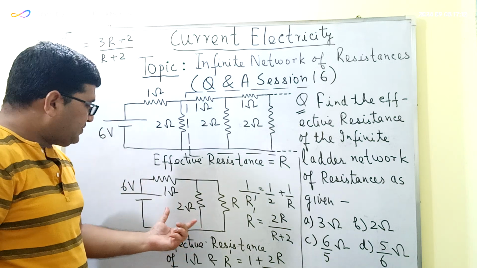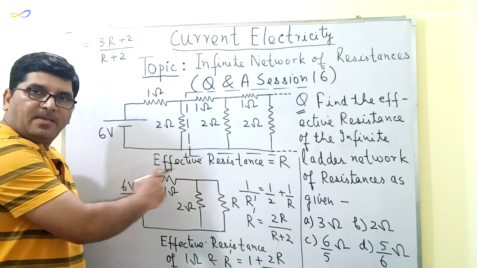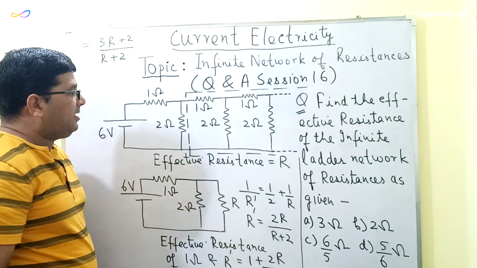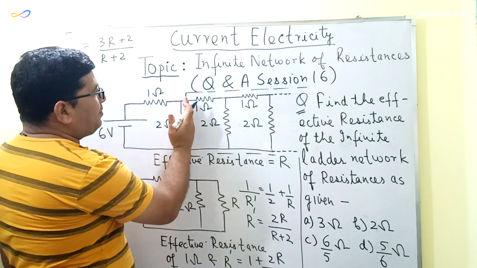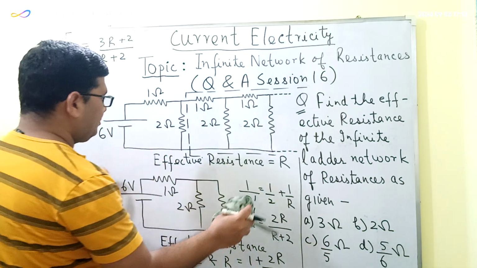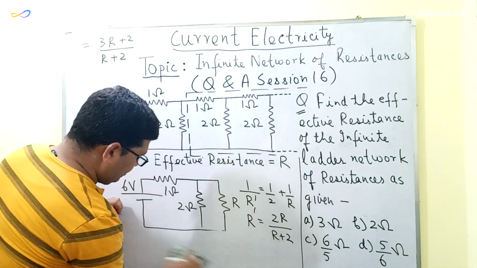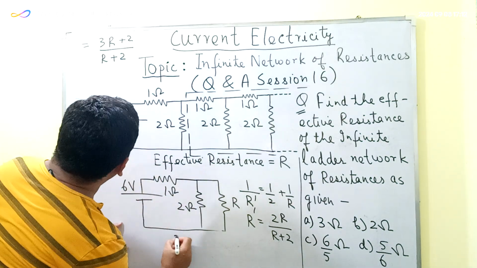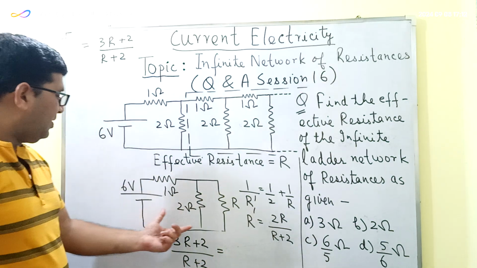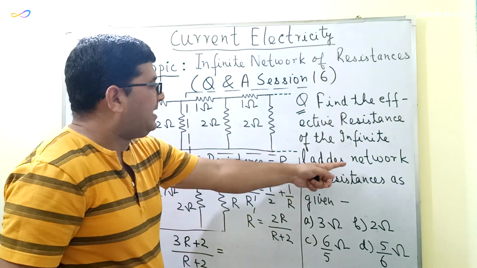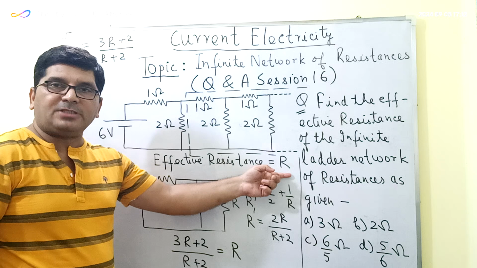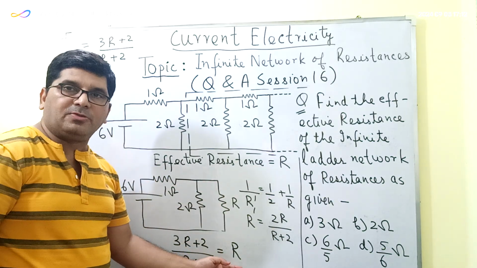Now this is the effective resistance of this circuit, which has been redrawn after considering the fact that the effective resistance of this part of the circuit is equal to R. Now, this 3R plus 2 upon R plus 2 is the effective resistance of this infinite ladder network of resistances, and the resistance of this infinite network was taken as R. So this can be treated as equal to R.